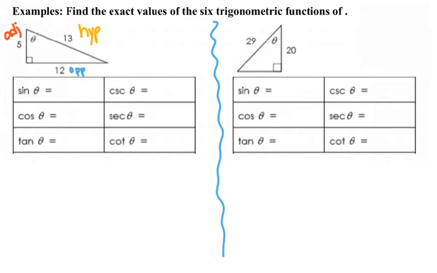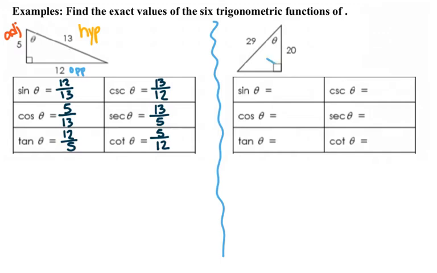Okay, so remember, sine is opposite over hypotenuse, so it would be 12 over 13. Cosine is adjacent over hypotenuse, so 5 over 13. And tangent is opposite over adjacent, so it would be 12 over 5. Okay, so look how easy this is. Cosecant is just sine flipped over, so it would be 13 over 12. Secant is just the cosine function flipped over, so it would be 13 over 5. And cotangent is the tangent flipped over, so it would be 5 over 12. So these are just really easy. They're not bad. Let's look at the next one.